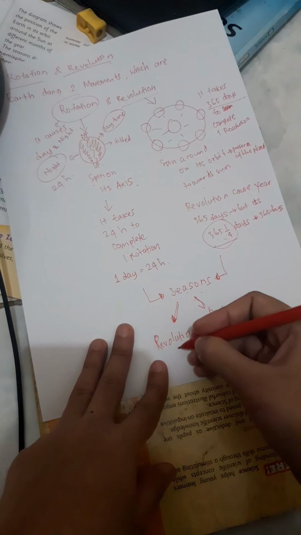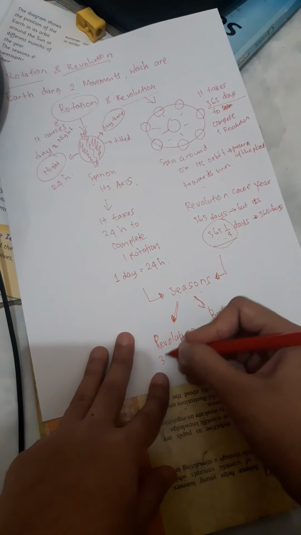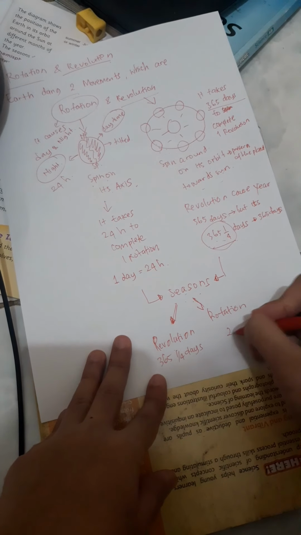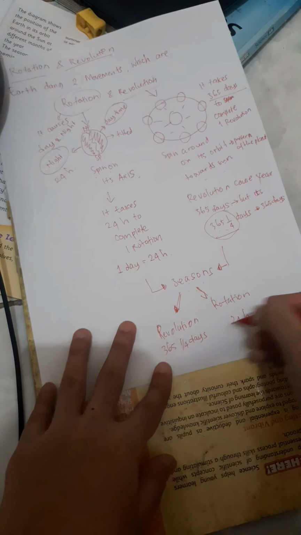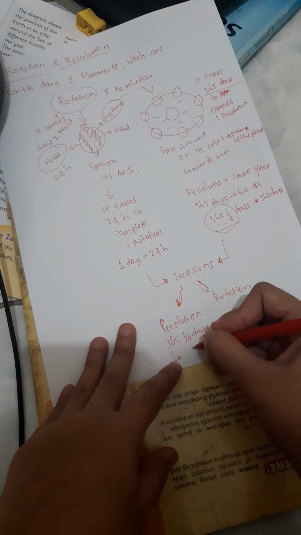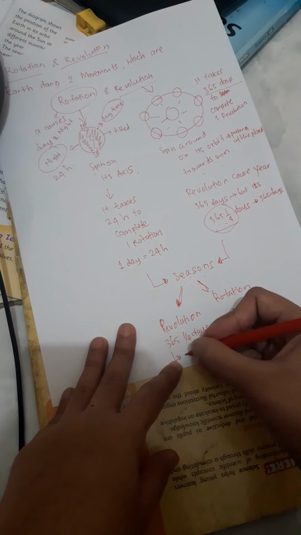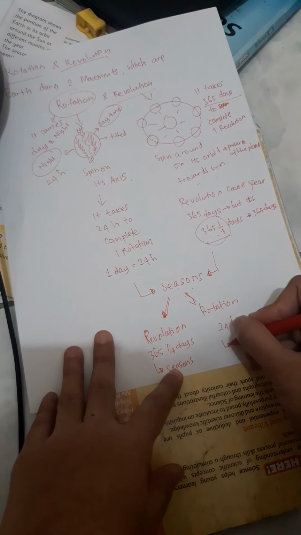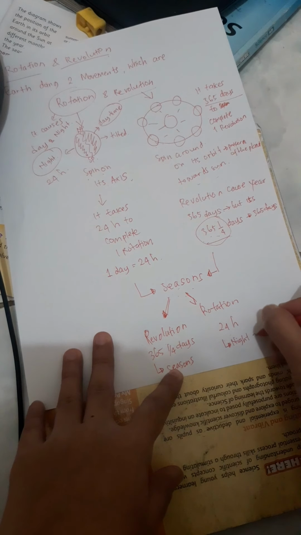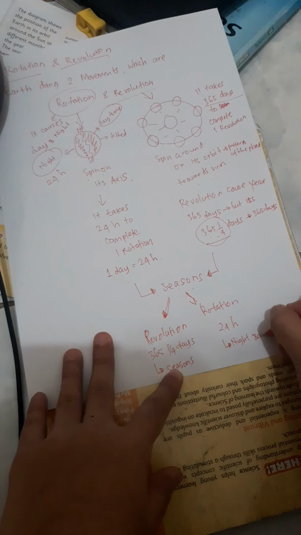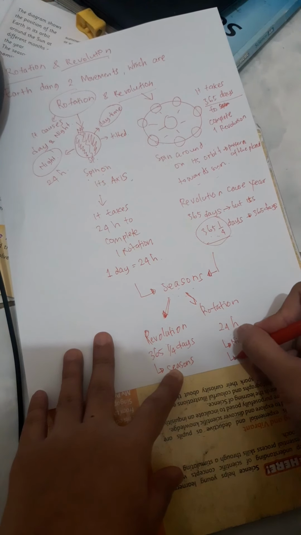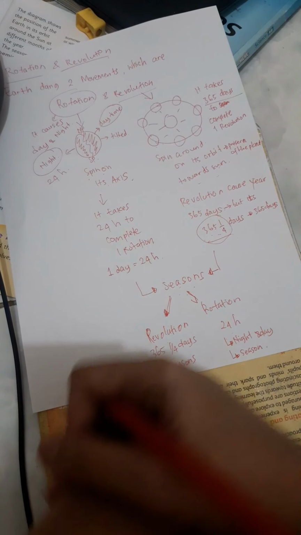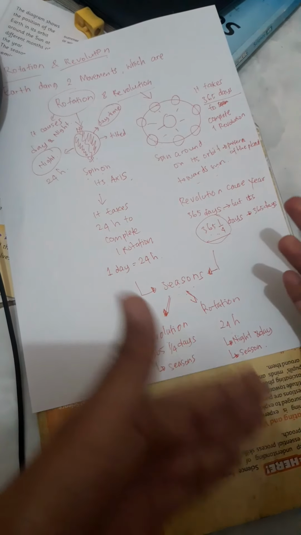I will make a conclusion. Revolution takes 365 1/4 days, while rotation only 24 hours. This one causes seasons, while this one causes night or daytime, and also seasons. I will explain about the seasons later after this.